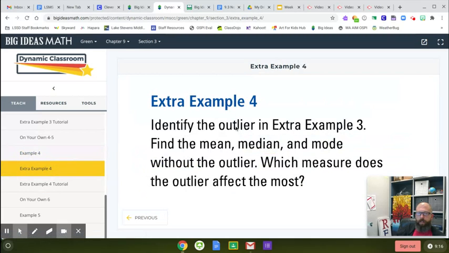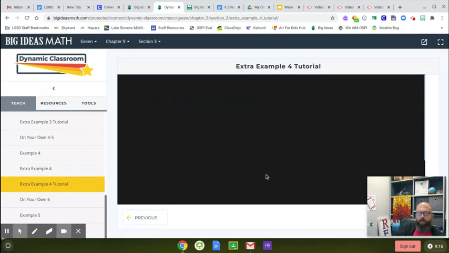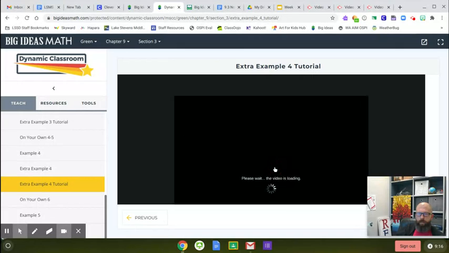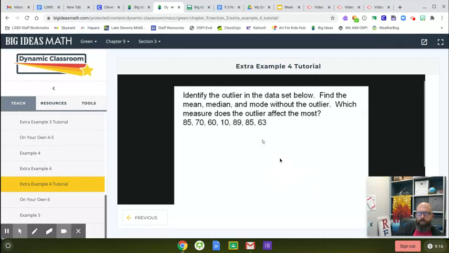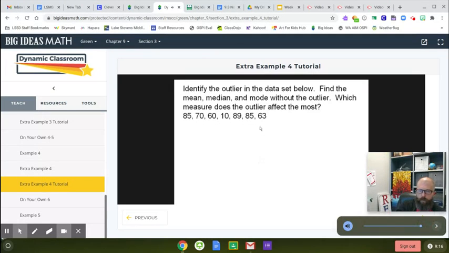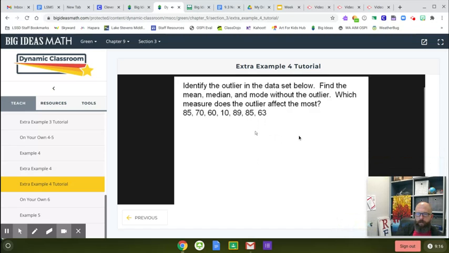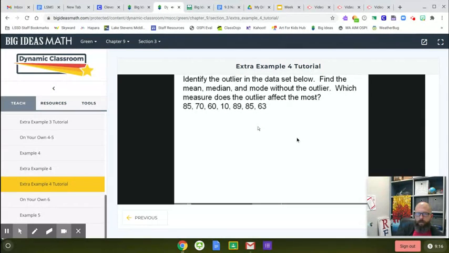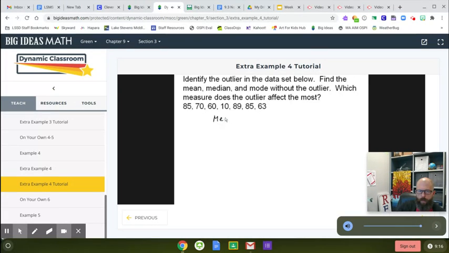Identify the outlier in extra example 3. I forget what that was, but it'll show us in this video. Without the outlier, which measure does the outlier affect the most? The data values are 85, 70, 60, 10, 89, 85, and 63. With the outlier, you can find the mean is 66, the median is 70, and the mode is 85.